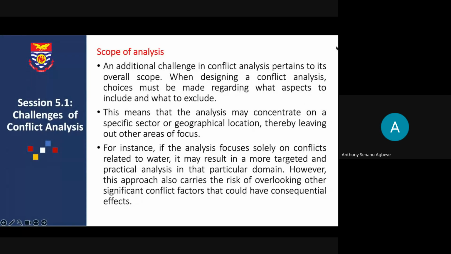Then another challenge that you might encounter is the scope of the analysis. If you've gathered your data, the analysis you want to run is very important. It can become a challenge. So if, for example, you've interviewed about 200 people, that's a lot of information.